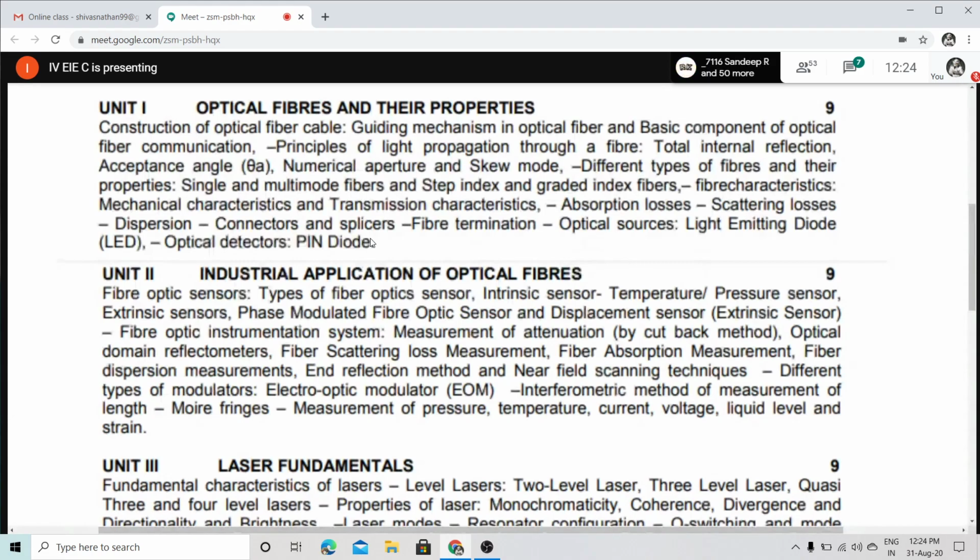And the next topic will be measurement of pressure, temperature, current, voltage, liquid level, and strain. Measurement of pressure, temperature, current, voltage, liquid level, and strain using optical fiber. So we are going to cover all these topics. For everyone, yes or no?